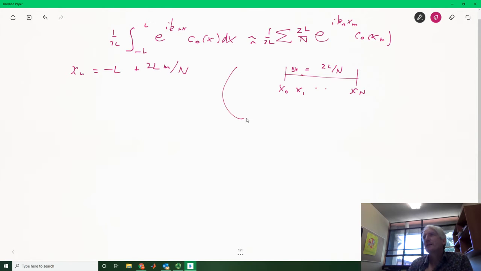I'm going to run out of space here, but they're going to cancel. Maybe that's the easiest thing to do. I'm going to lose that 2L, and there's my sum. So this is starting to look a bit like the fast Fourier transform, the discrete Fourier transform. And this is from m equals 0 to n minus 1.